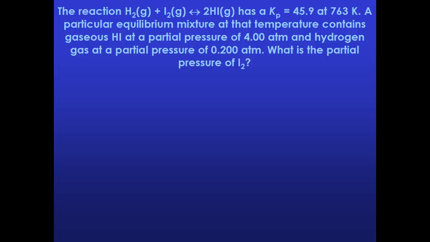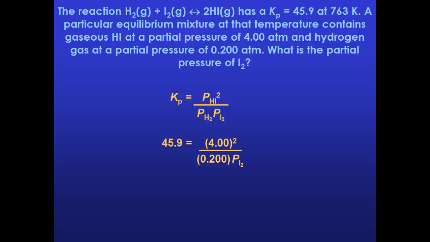And since we have the equilibrium constant, we only have one unknown, so we should be able to solve for the missing one. Our Kp expression would be the pressure of our products over the pressure of our reactants. The products need to be squared since there's two HI molecules in the balanced equation. If we substitute in the partial pressures that we have, 45.9 with our equilibrium constant, 4 for the partial pressure of HI, and 0.2 for the partial pressure of hydrogen, we should be able to solve for the pressure of iodine.